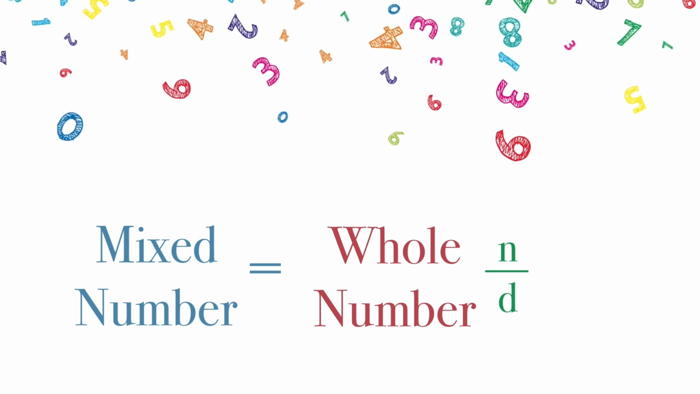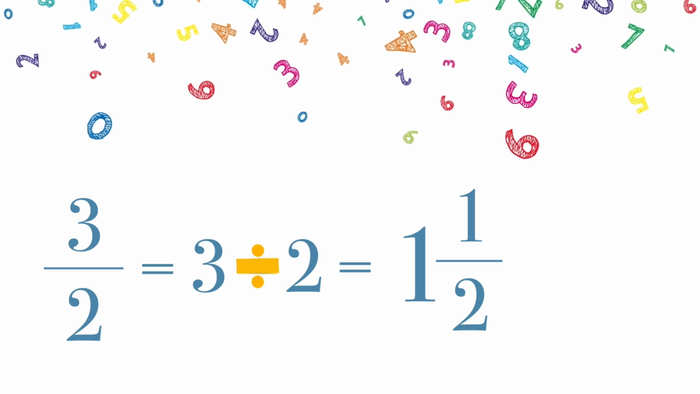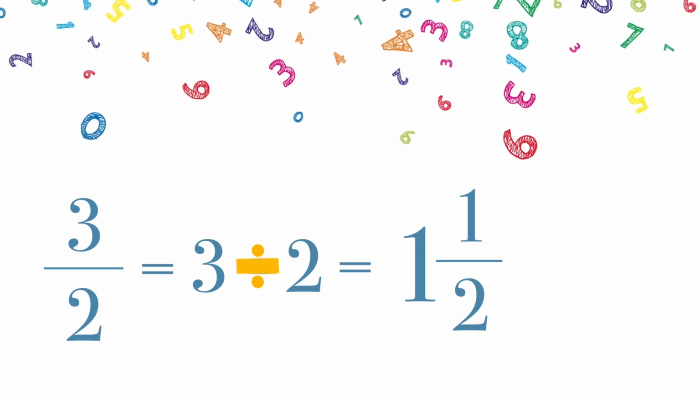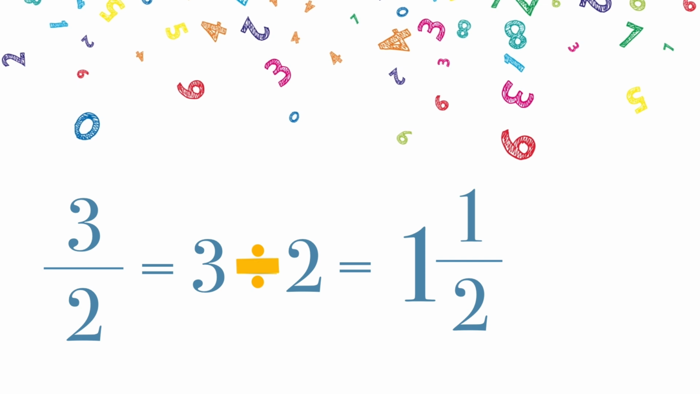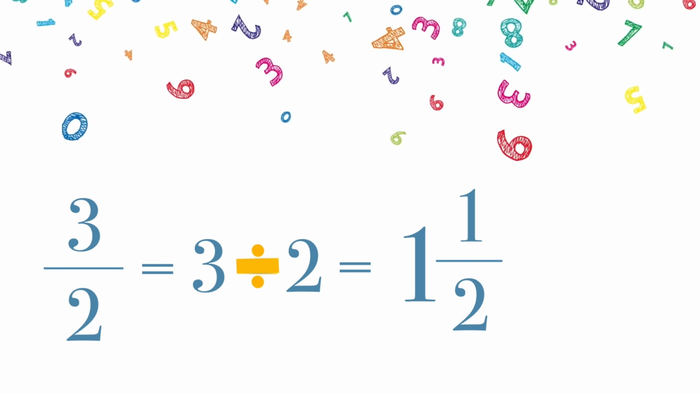Because 2 can go into 3 evenly only one time, our whole number is 1. For the fractional aspect of the mixed number, the numerator will be whatever the remainder is. So, in this case, the numerator is 1. Our denominator is the same as the denominator of the improper fraction. The improper fraction, 3/2, becomes the mixed number 1 1/2.